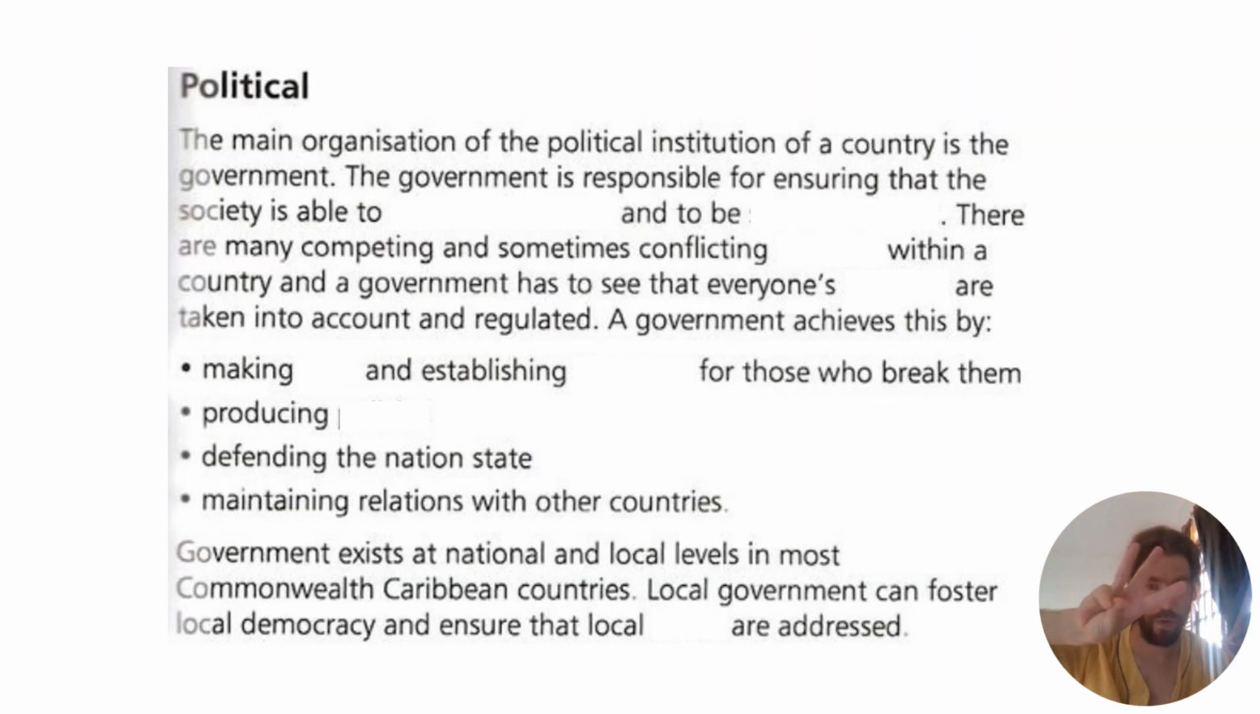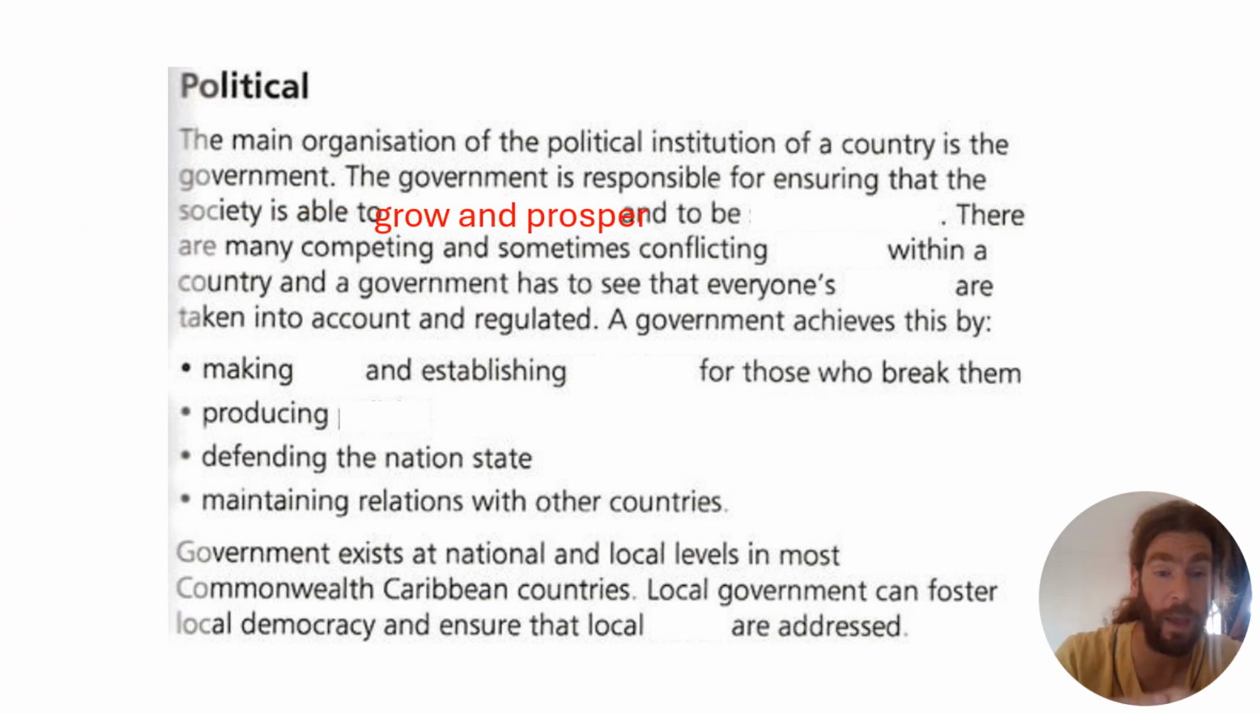Then the last point of 3: we talked about recreational. You can look at that. We talked about religious. You can look at that too. We're now going to talk about political. So the main organization of the political institution of a country is the government. E governo in Papiamento. E governo está responsável.